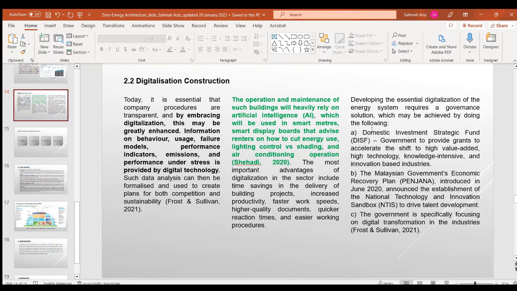The Malaysian government's economic recovery plan, which is PENJANA, introduced in June 2020, announced the establishment of the National Technology and Innovation Sandbox, NTIS, to drive talent development. The government is specifically focusing on digital transformation in the industry. So this is also stated by Frost and Sullivan 2021.